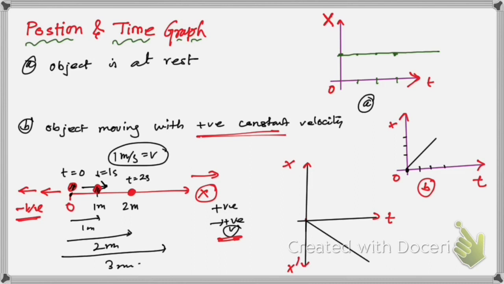So this is the graph for an object moving with negative constant velocity. Okay, that means here negative constant velocity.